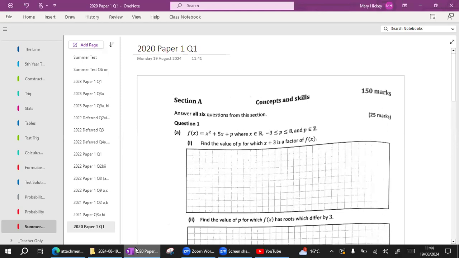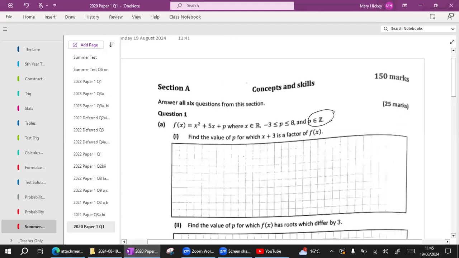So we're on 2020 question 1 in paper 1. It says f of x is equal to x squared plus 5x plus p, where x is an element of R, and p has to be between or including -3 up as far as 8, and p is an element of Z. So we know that p is a whole number. It could be positive or negative. So there won't be halves or fractions or decimals or anything like that. Find the value of p for which x plus 3 is a factor.